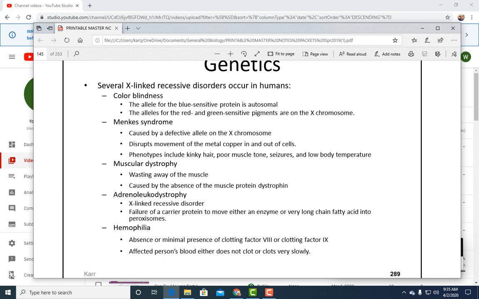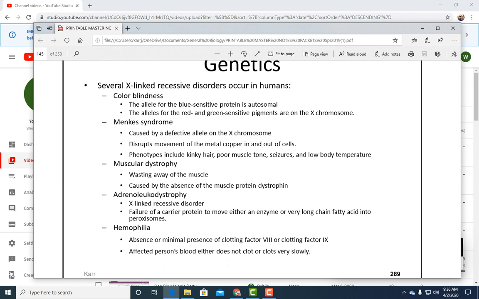Another one is Menkes syndrome. This causes issues with how we manage copper in our environment and in our cells, and this causes a lot of widespread problems in individuals that have this syndrome. Muscular dystrophy is something that we see the Jerry Lewis telethon every year, raising funds for these kids, but their muscles break down essentially, and these people don't commonly live past 20 to 25 years old because of muscular dystrophy.